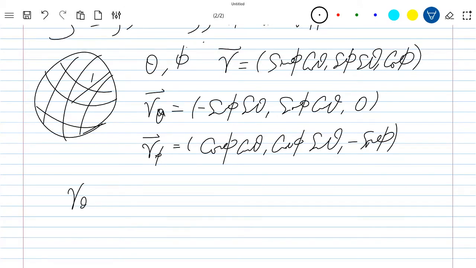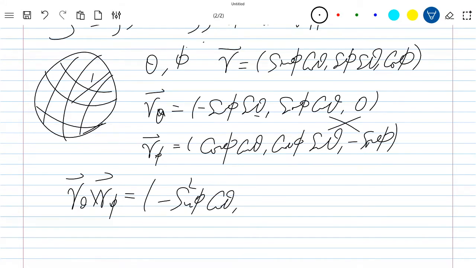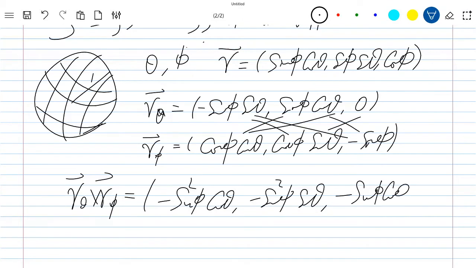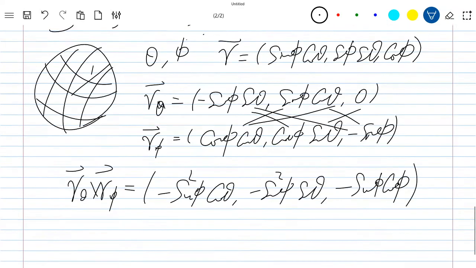Alright, let's take a cross product. So you can just do this, and you get negative sine squared phi cosine theta, then negative sine squared phi sine theta, and the last one will be negative sine phi cosine phi times sine squared theta plus cosine squared theta, and sine squared plus cosine squared equals 1. So that's okay. All right, now let's take its norm.